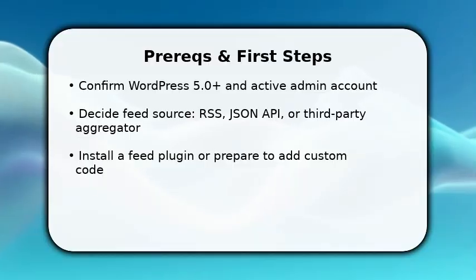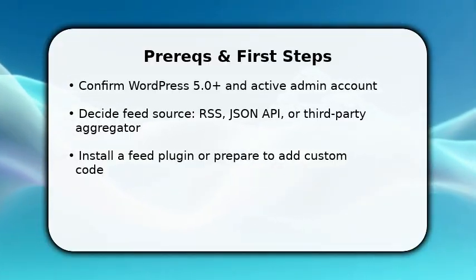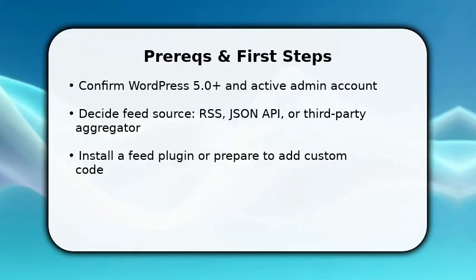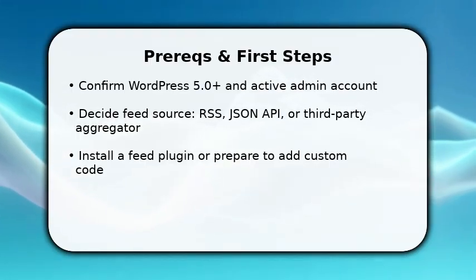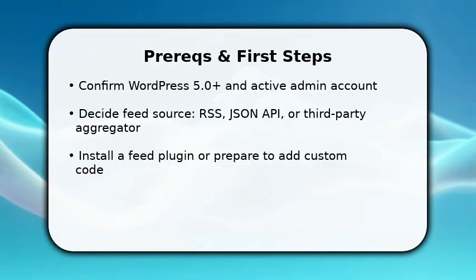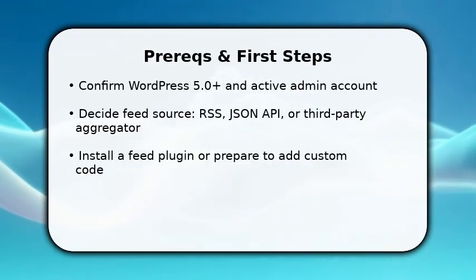You have WordPress ready and a feed source picked. Now start by installing a reliable feed plugin or preparing a child theme for custom code. You do this because plugins simplify parsing and caching, while custom code offers control and performance.